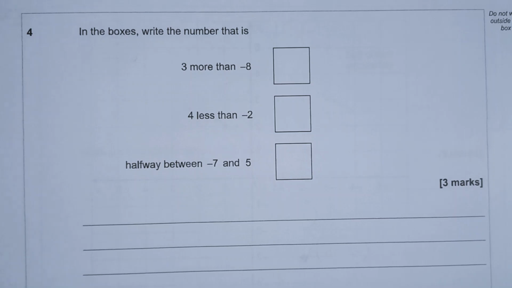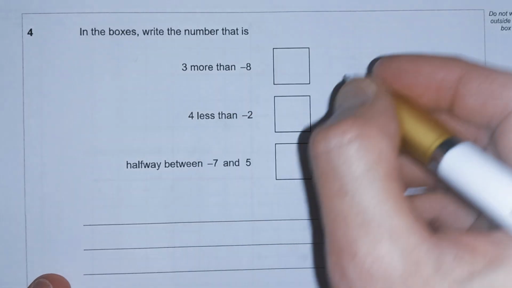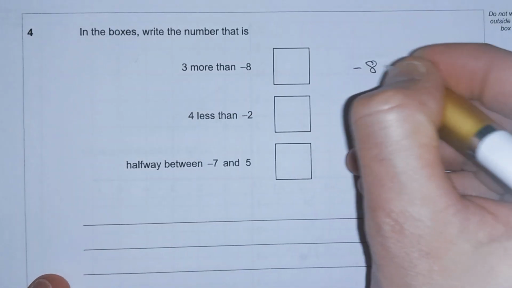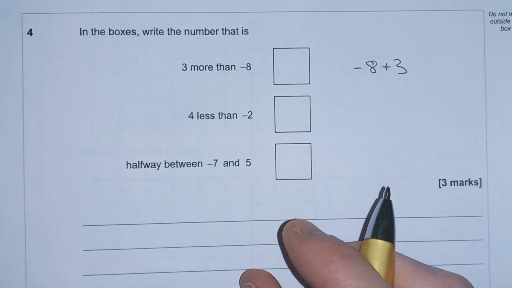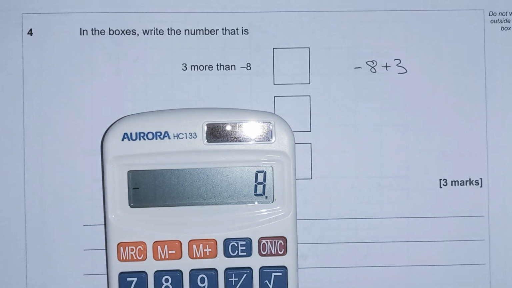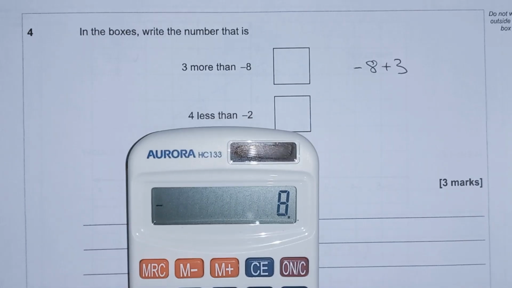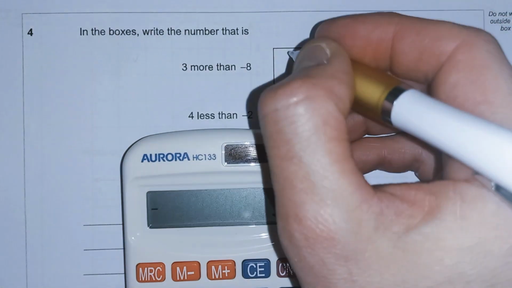Question 4. In the boxes, write the number that is 3 more than minus 8. So 3 more than minus 8, that's minus 8 plus 3. So 8, use your minus to get that in there, and we'll add on 3. We've still got the minus, so it's minus 5.